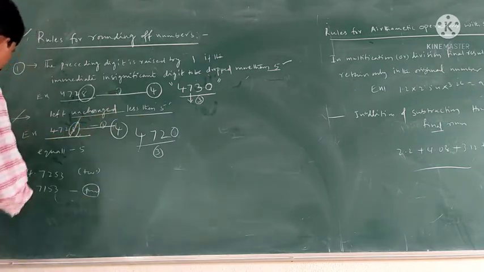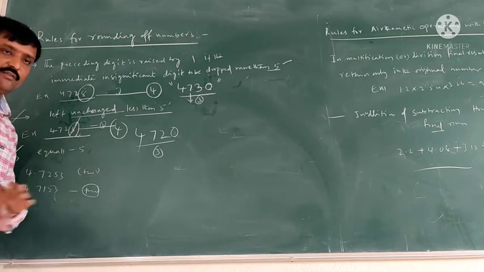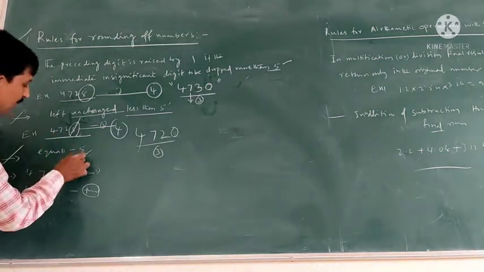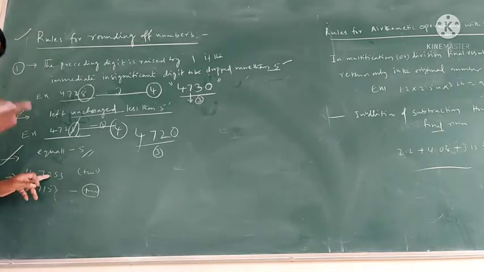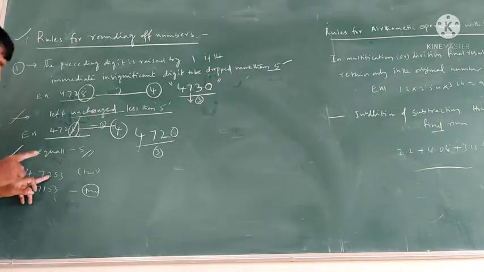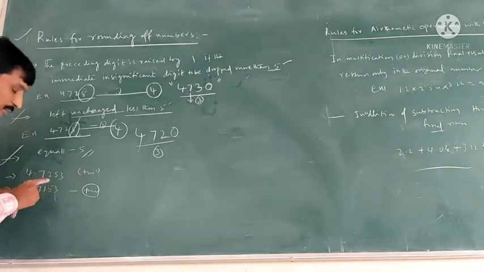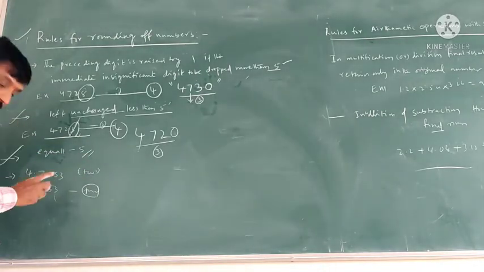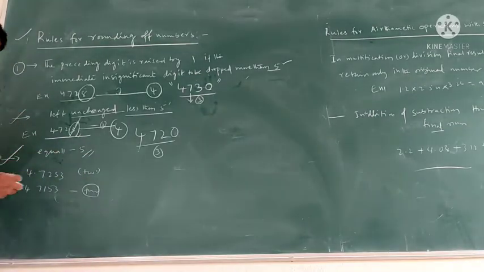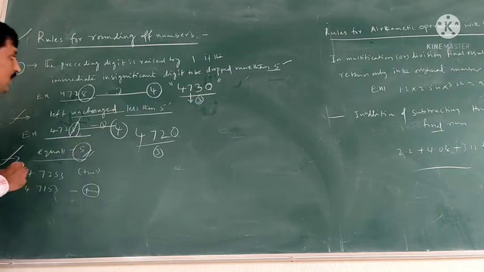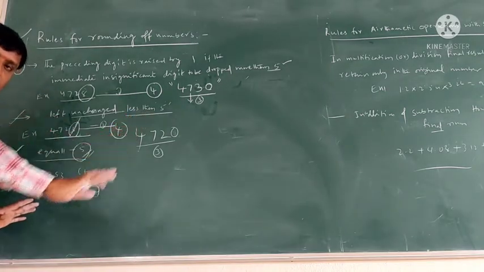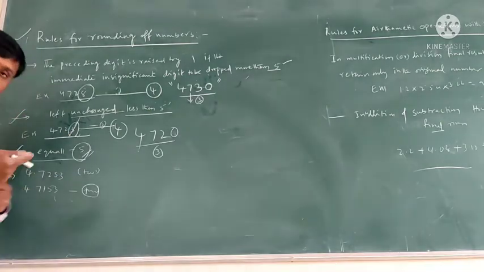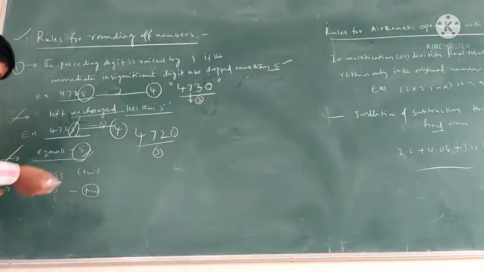If the dropped number is equal to 5, what happens? You check the number before it. If the before number is even, you do not change it. If the before number is odd, you add 1 and it converts into an even number.